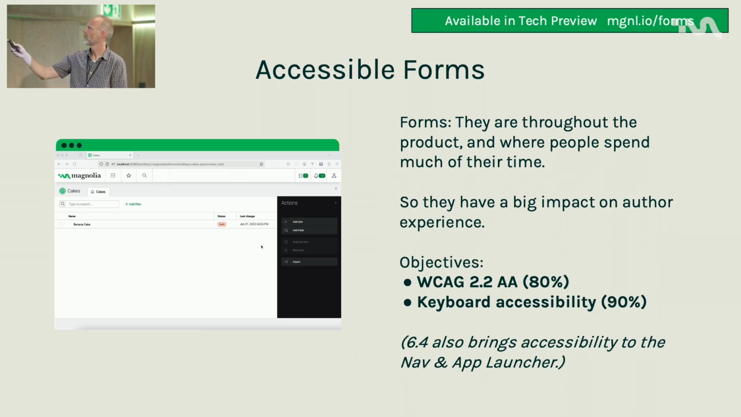Just a few more mentions of our goals and objectives with the new UI: WCAG 2.2 AA. We're looking, as at least a first step, to get 80% compatibility there. And a really big part of accessibility is keyboard accessibility, and we've got a starting goal of 90% there. Cool. With that, let's take a look at the accessible forms.